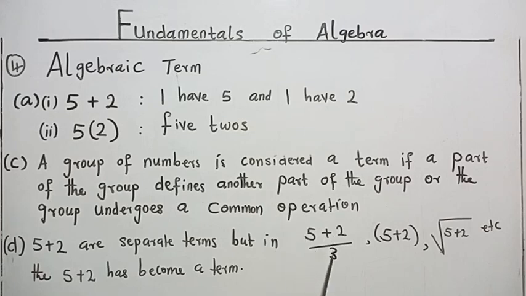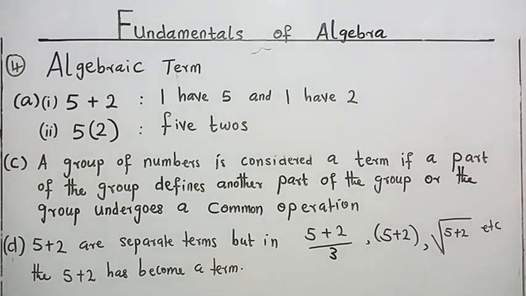Because this 3 divides both 5 and 2 at the same time, it means that both 5 and 2 are receiving a common operation. Based on that, regard this 5 plus 2 as a term. Though before, without any other operation occurring on it, we had to regard the thing as just separate terms. What about this? Bracket open, 5 plus 2, bracket closed.